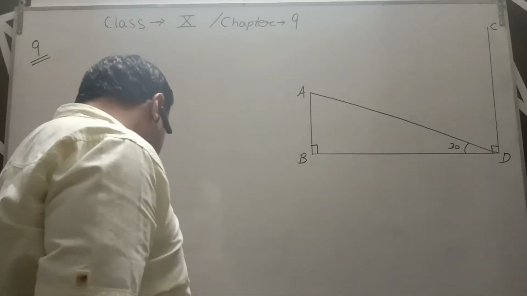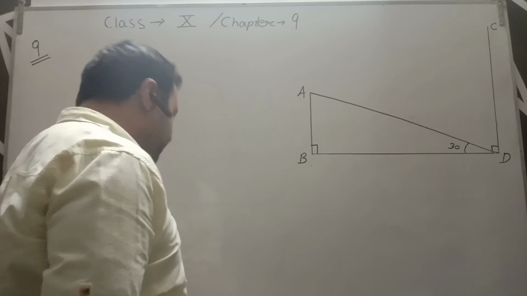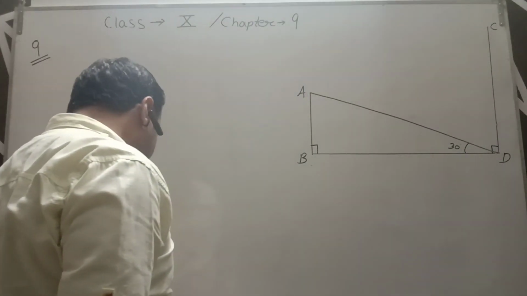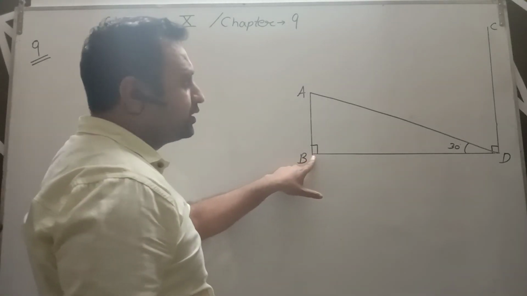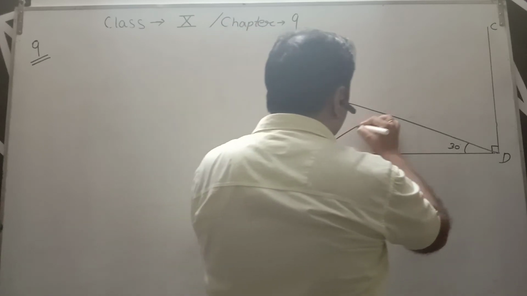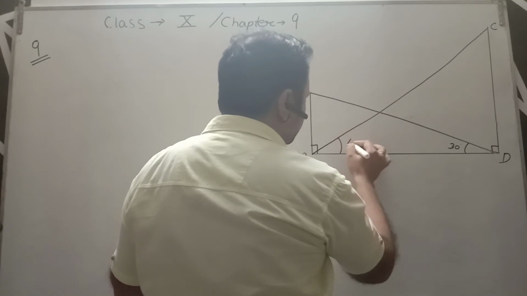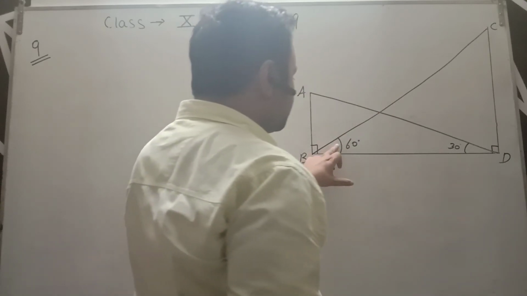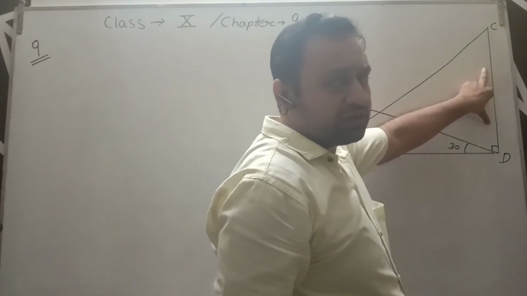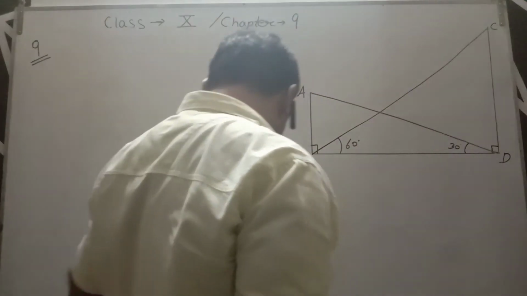After this, again the angle of elevation of the top of a tower. This time the top of the tower is being seen from where? From the foot of the building. When the top of the tower is seen from the foot of the building, the angle of elevation is 60 degrees. Because we observe that this angle is greater, the side opposite to it is also greater. So it means the tower is greater than the building.